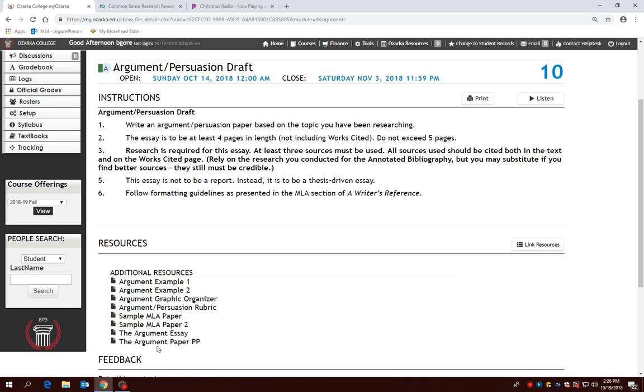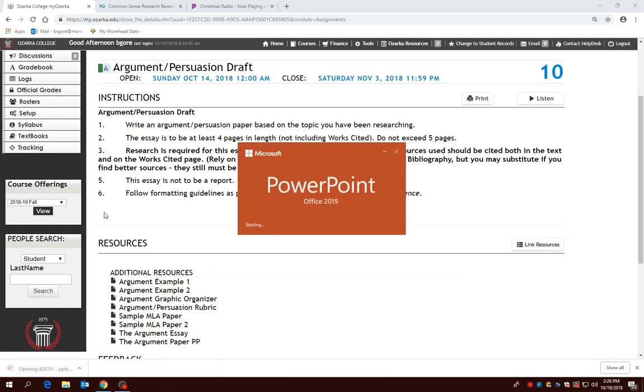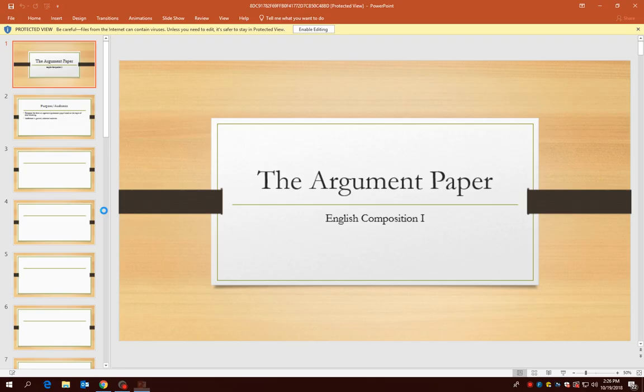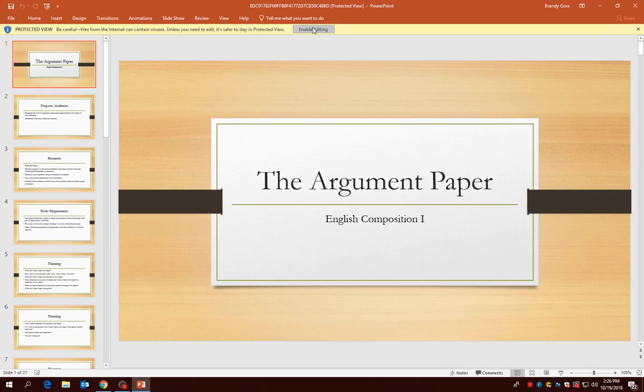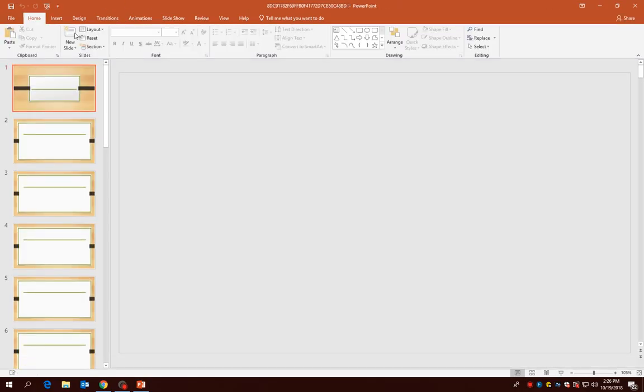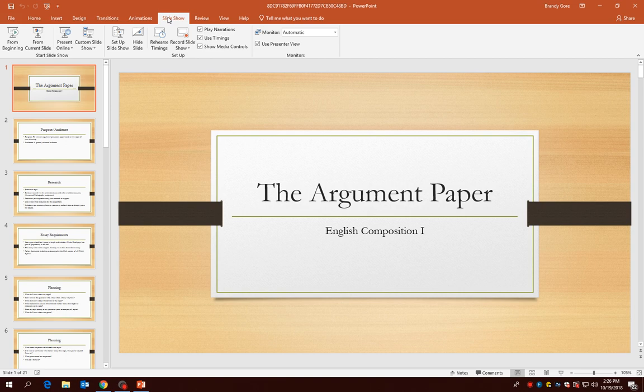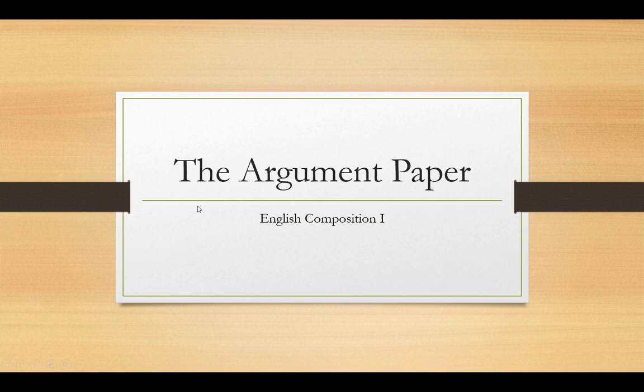So I've created a little PowerPoint here that has the same information from the argument essay. I'm not going to read it to you, slide by slide, but I just wanted to point out some issues as we look at the different aspects here. So take it on your own, read over it, just to help orient yourself and get ready for this paper.